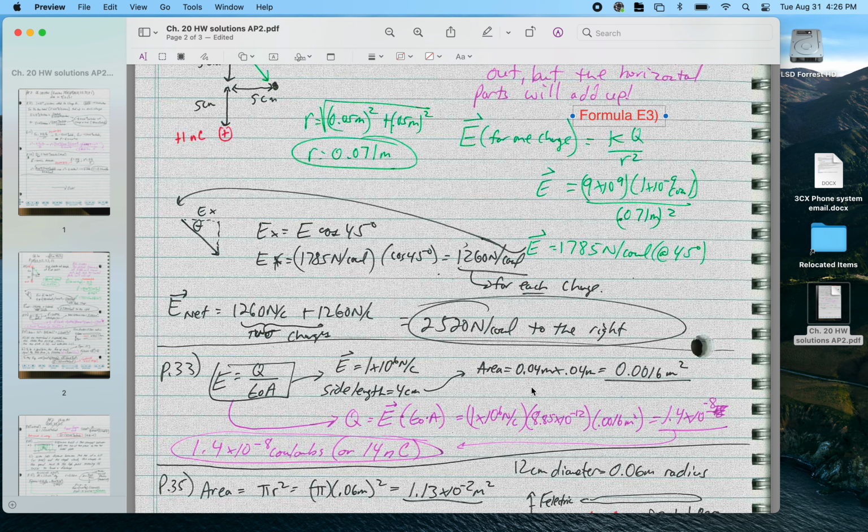Problem 33 is asking about a capacitor, and it's asking about the electric charge on each plate. So this is the formula we've had for that. I'm trying to see if this is on your formula sheet. I'm pretty sure it is. I think it's formula E9. I should write that down.